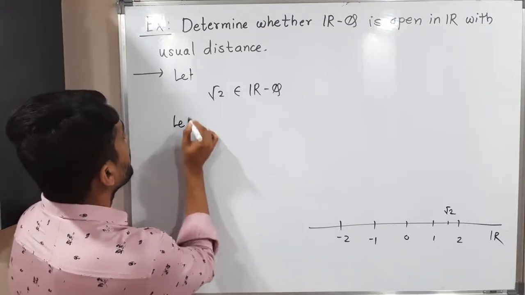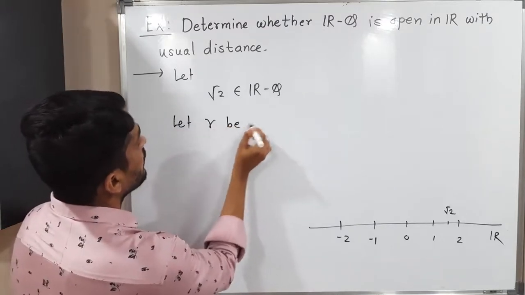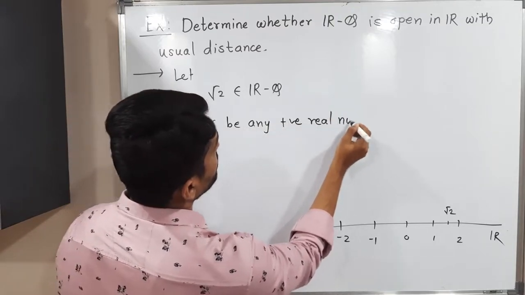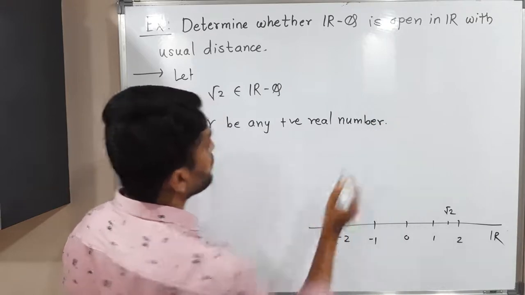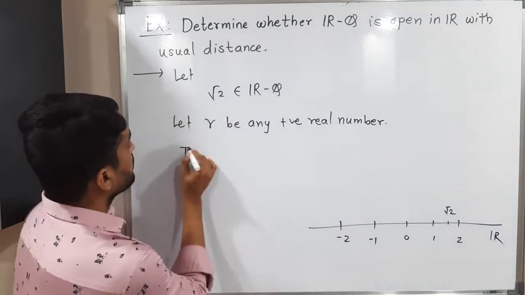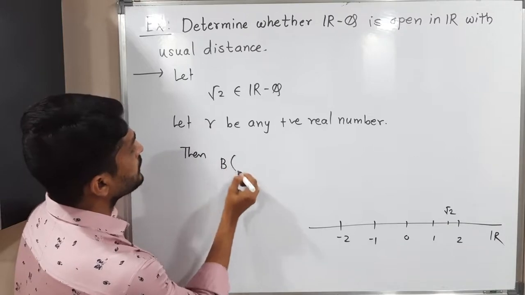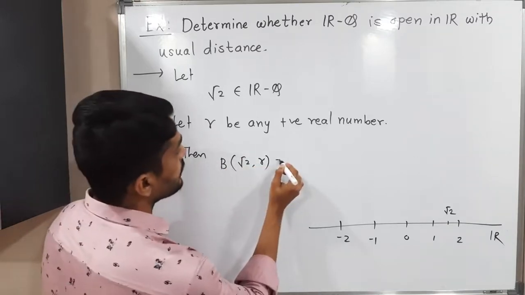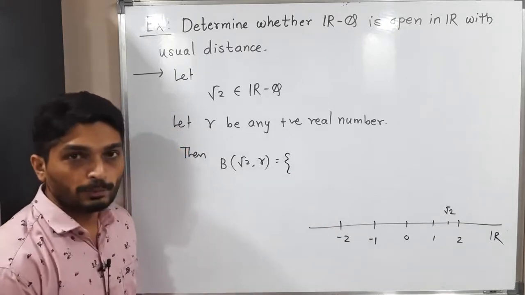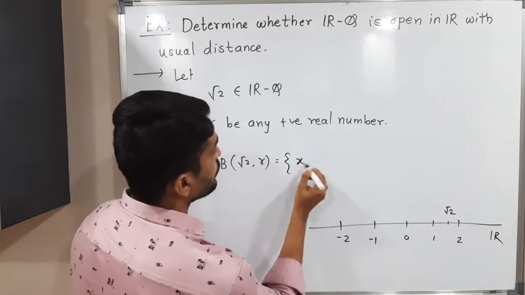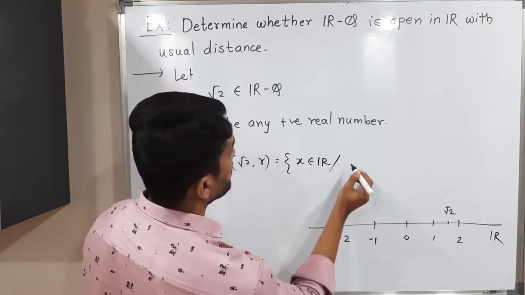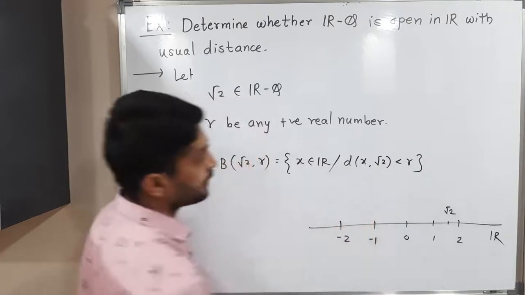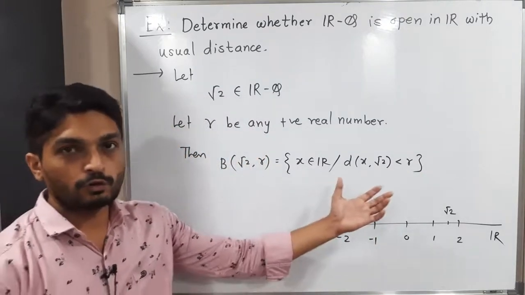So let r be any positive real number, any arbitrary positive real number. Then the open ball with center root 2 and radius r, we are going to find. You are familiar with the definition of open ball. So it is the set of x belongs to R such that d of x comma root 2 is less than r. I simply use the definition of open ball here.